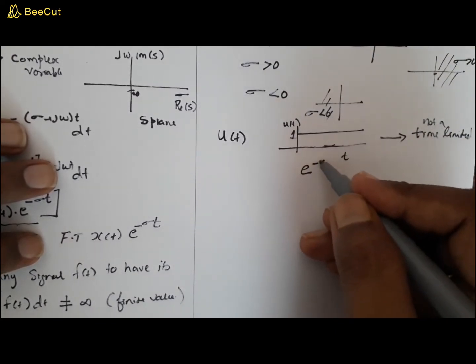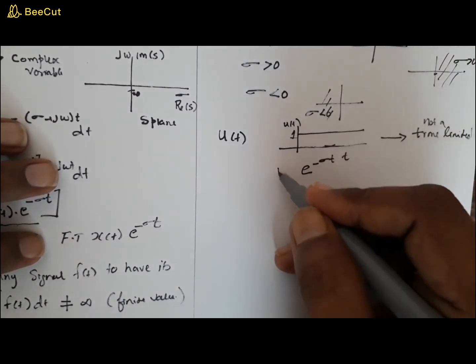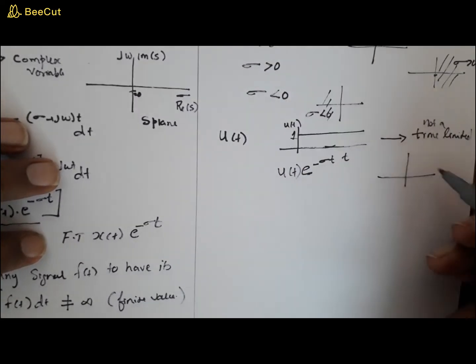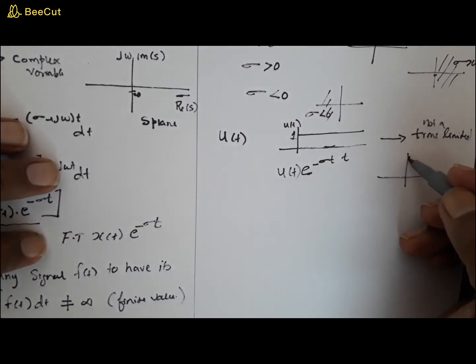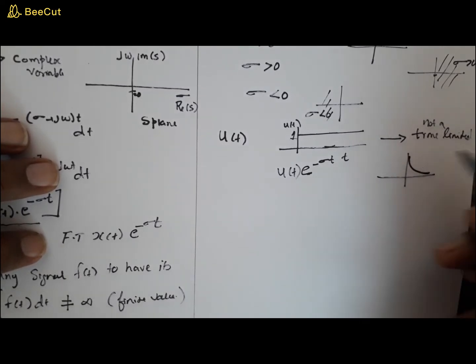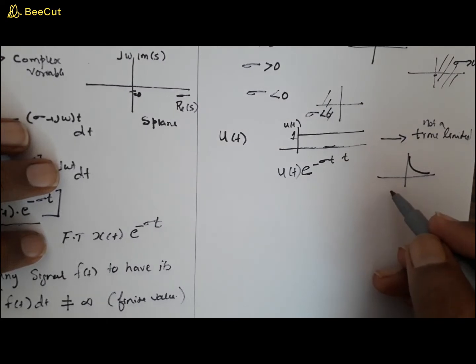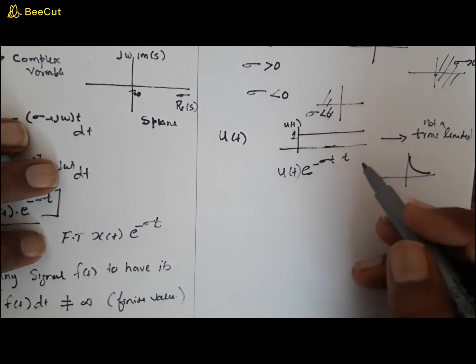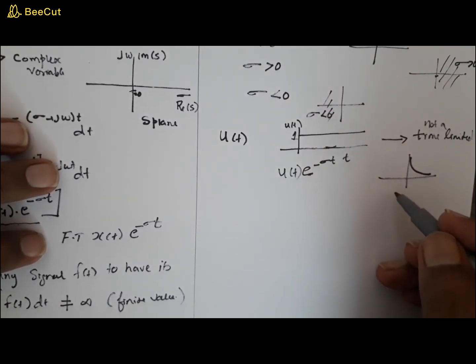Now when you multiply this e raised to minus sigma t by u of t, it has to be a function like this, provided sigma is always a positive quantity.